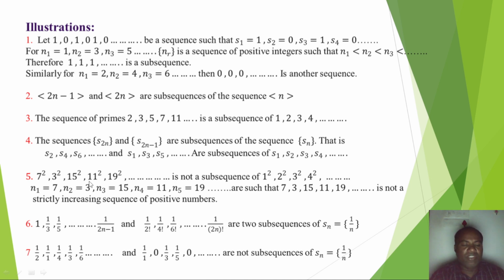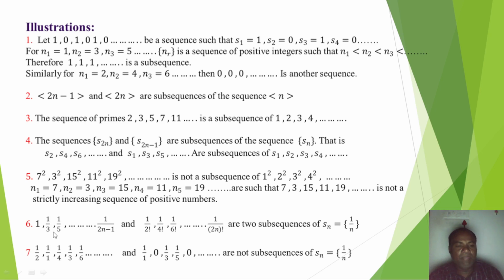7 square, 3 square, 15 square, 11 square, 19 square is not a subsequence of 1 square, 2 square, 3 square, 4 square. Why? Because here n1 is 7, n2 is 3, n3 is 15, n4 is 11, n5 is 19. Here we see that n1, n2, n3, n4, n5 is not an increasing sequence: 7, 3, 15. Okay, 7 decreasing and then increasing, decreasing, like that. So whenever the subsequence condition is a strictly increasing sequence, it is called a subsequence.